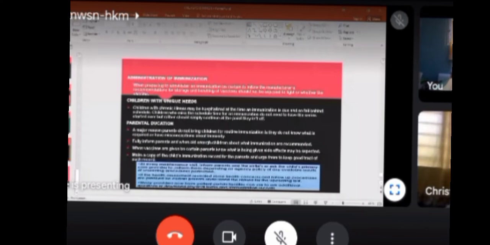So when vaccines are given, be certain parents know what is being given and what side effects may be expected. Parents should be told beforehand about the side effects after their child is immunized, so they are aware and can give medications if a side effect happens to their child. So make a copy of the child's immunization record for the parents and urge them to keep good track of such records. As a health worker or barangay health worker, we should not be the only ones holding the child's immunization card; the parents should too, so they know how important it is.